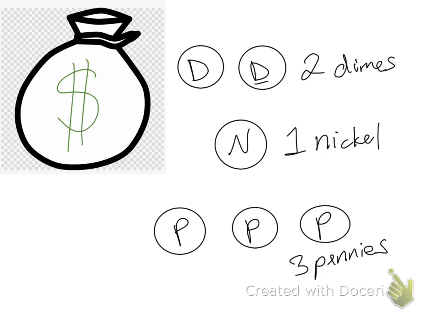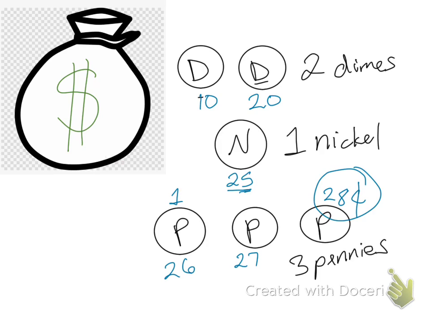Well, when I count money, I begin with the coin that's worth the most. So in this case, I'm going to start with the dimes. And when I count dimes, I count by tens. So I would say that I have 10, 20. Now I'm going to count by my nickels, and a nickel equals 5 cents. So I go 20, 25, because I added 5 more cents. And then the pennies equal 1 cent each. So I would count 25 for the nickel, and then 26, 27, and 28. So I have 28 cents here.